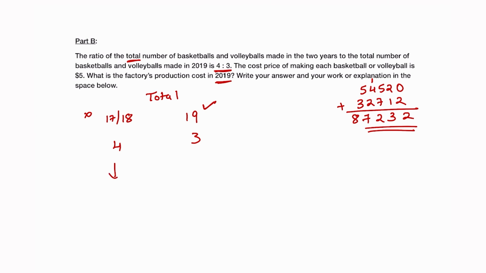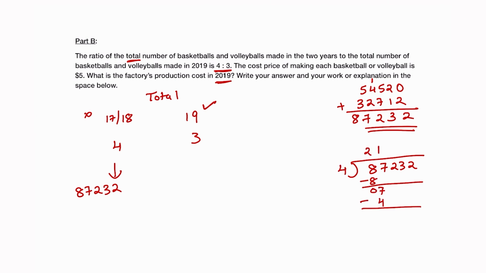Now, 4 units represents how much? This is the total, right? 87232. So how much is 1 unit? Let's find that. 87232 divided by 4. 4 goes twice, that's 8. 4 goes once, so minus 4, that's 3. 2 comes down, that's 8 times, that's 32. Done, then 3, it doesn't. Then we take this 2 down, and it's times 8, right? I hope I was not fast.